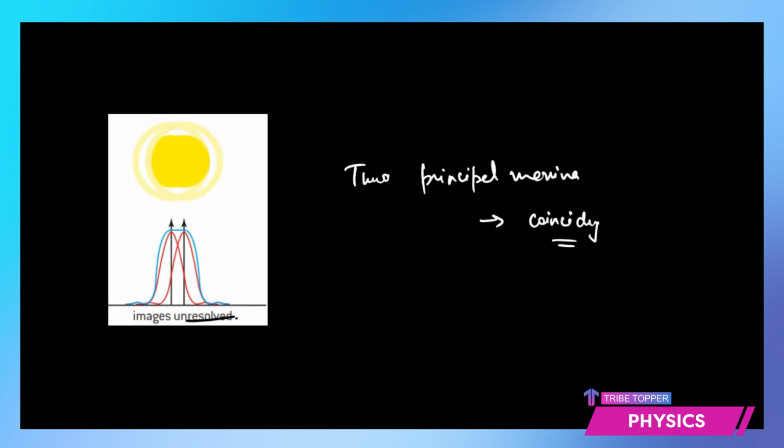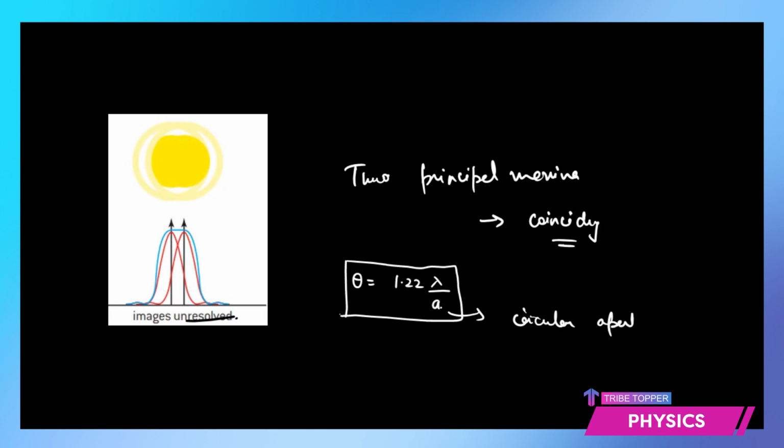And there is an equation for the resolution angle: the angle of resolution theta is equal to 1.22 times lambda upon A. You don't need to understand how we got this equation. You just need to know that the angle of resolution is given by 1.22 times lambda upon A, where lambda is the wavelength of the light and A is the circular aperture, like for the lens or your human eye or the camera or the mirror through which you're checking the image. That circular aperture is A.